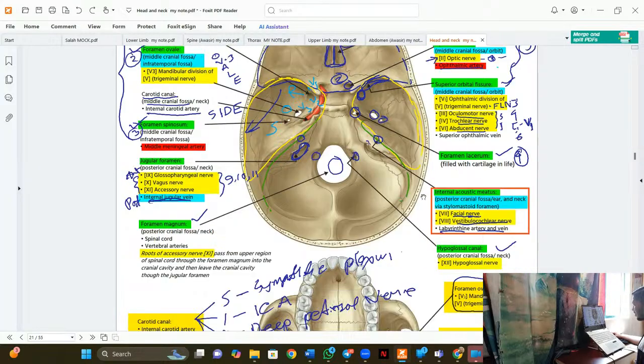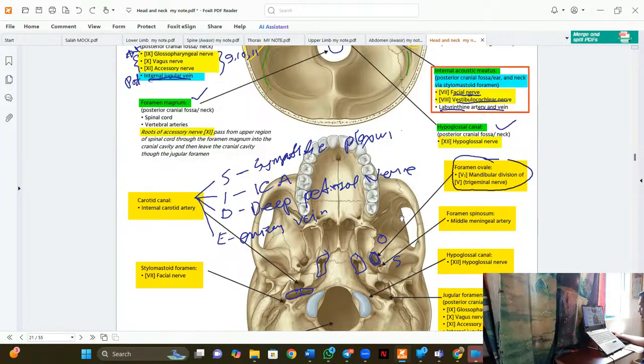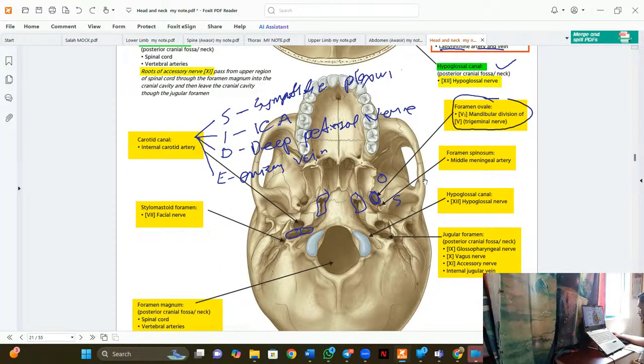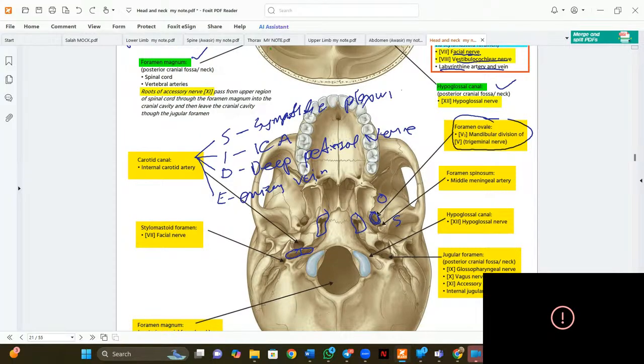Then what do we have? Now the inferior view. This is a very difficult one. Foramen ovale. This is foramen ovale.